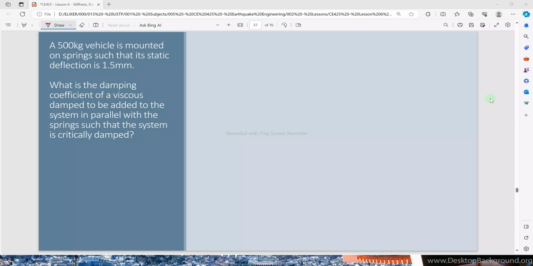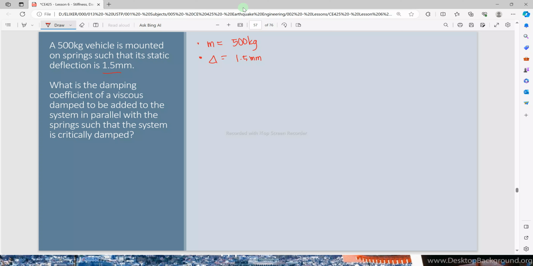For our next example, we have here a 500 kilogram vehicle mounted on springs such that its static deflection is 1.5 millimeters. So let's try to write our given first. We have a mass equal to 500 kilograms. So this is the mass of the vehicle. And we have our static deflection represented by delta, which is equal to 1.5 millimeters.